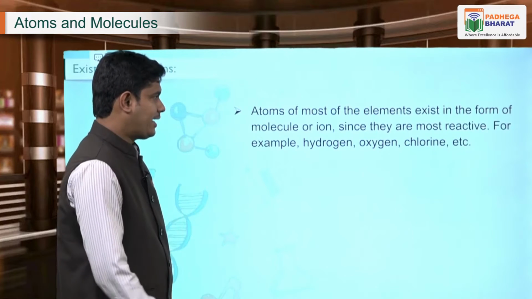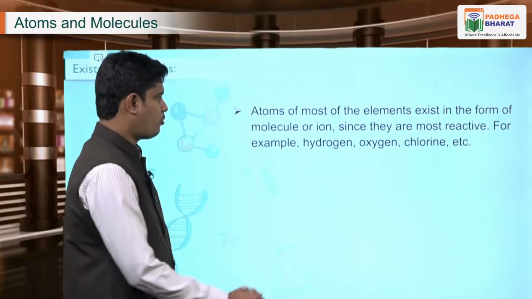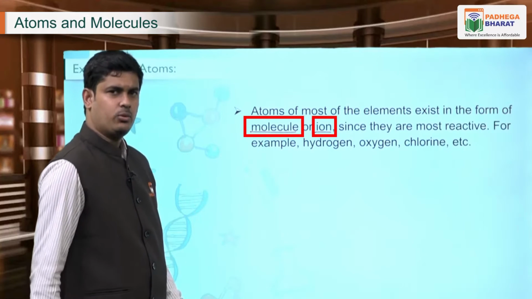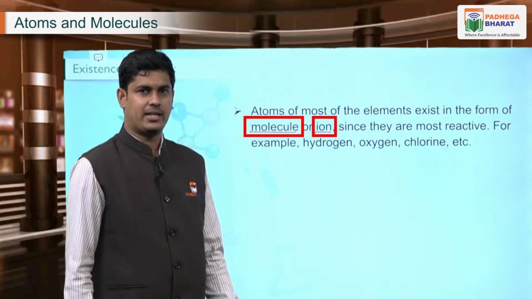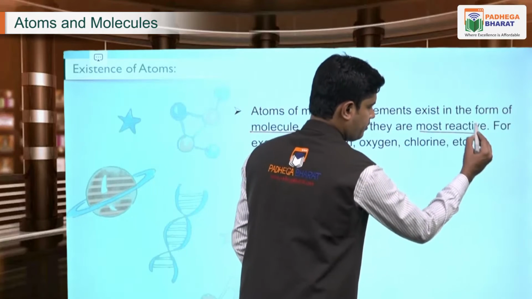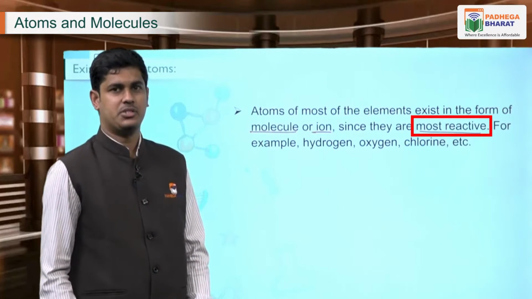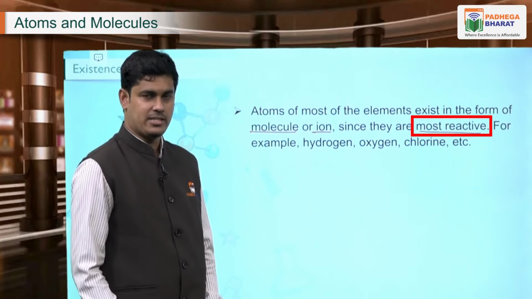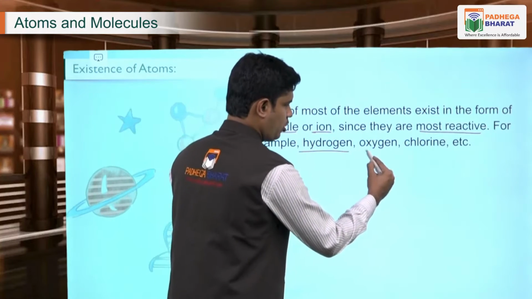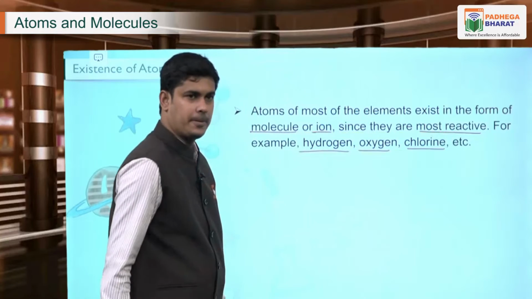Moving ahead, atoms of most elements exist in the form of molecules or ions. Most atoms exist as molecules or ions because they are very reactive. So, whenever an atom is very reactive, it will exist as a molecule or as an ion. We have certain examples such as hydrogen, oxygen, chlorine.